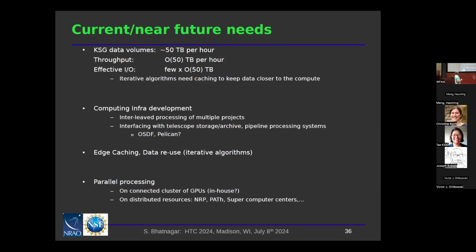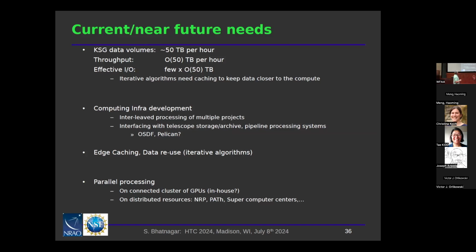KSG is the key science goals of the VLA. That will generate about 50 terabytes of data per hour. We produce this in several days right now. That will be produced in an hour. And the throughput that we get out of that 50 terabytes, what we have been able to achieve is about 2 terabytes per hour right now with the current experiment. Need to scale it to about 50.